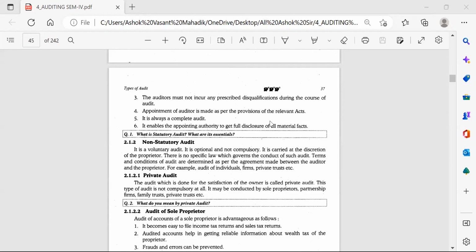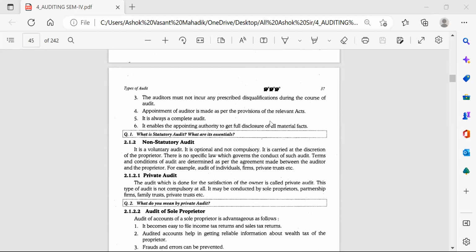Second one is non-statutory audit. As the name suggests, an audit which is not required by law, by any act, is called a non-statutory audit. So we can say it's a voluntary audit. One can get their books of accounts audited. It's up to them, but the act is not binding them to get their books audited.